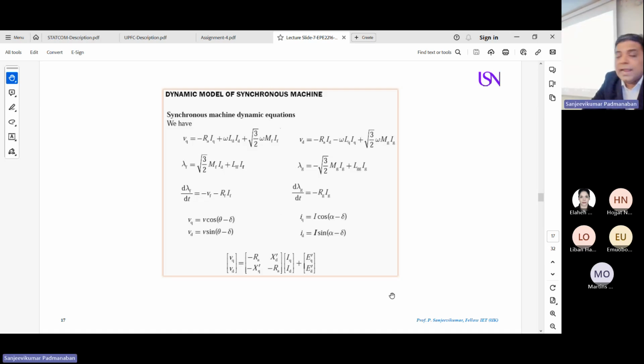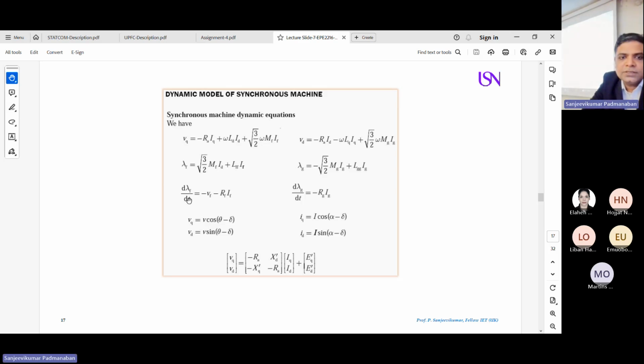Then how to make the dynamic modeling of your synchronous machine? To make the dynamic modeling, again, we go inside the equation. So we know what VQ and VD are. You can have a look, this is the complete equation of VD and VQ. And this is the flux linkage due to the field excitation, and this is the flux linkage due to the generation of the output voltage of the armature. So we have two flux linkages.